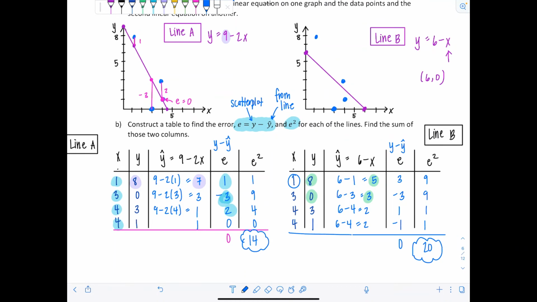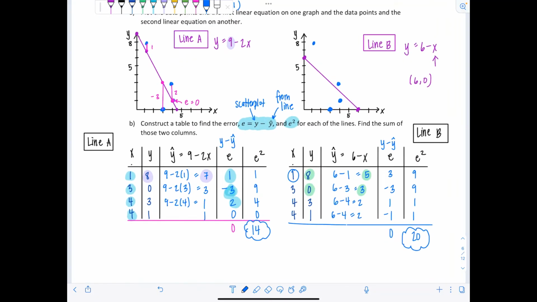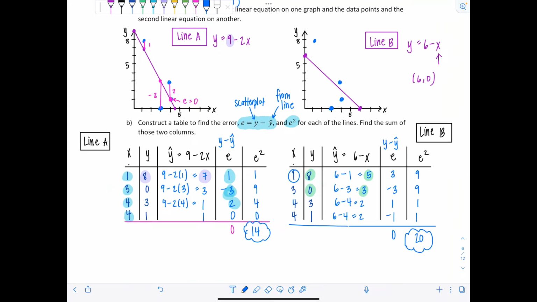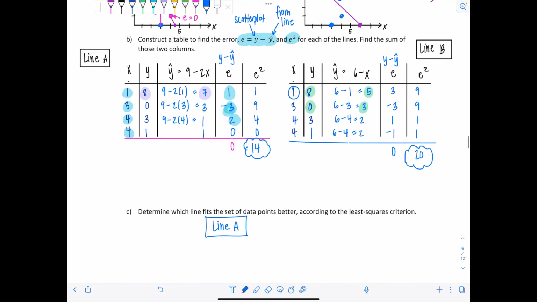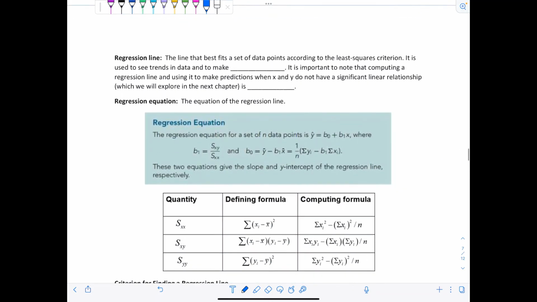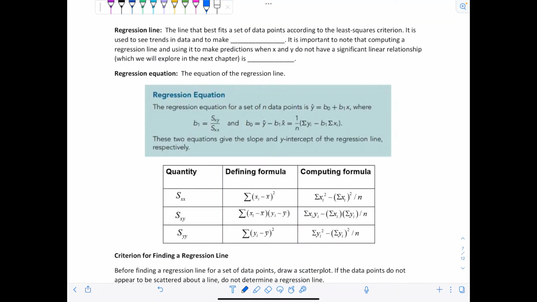Be honest. Okay. Now, obviously, we're going to have more complicated data sets, and we're going to use StatCrunch to help us figure out what the line of best fit is. So this takes us into the regression line. The regression line is the line that best fits a set of data points according to the least squares criterion. It is used to see trends in data and to make predictions.